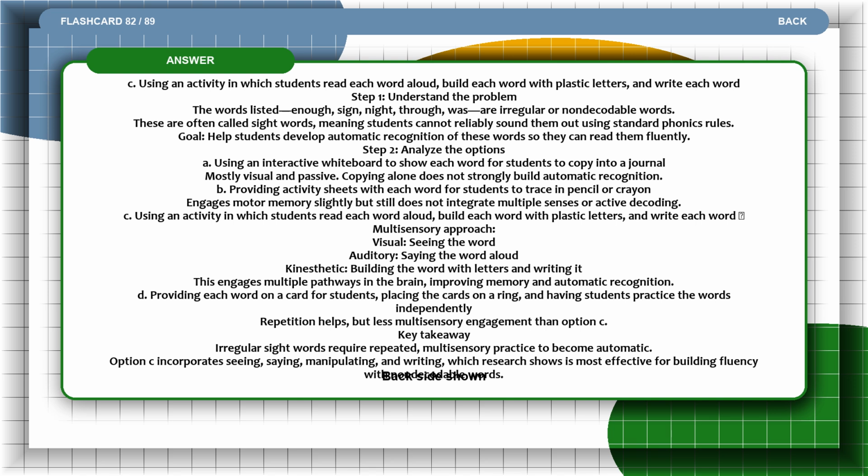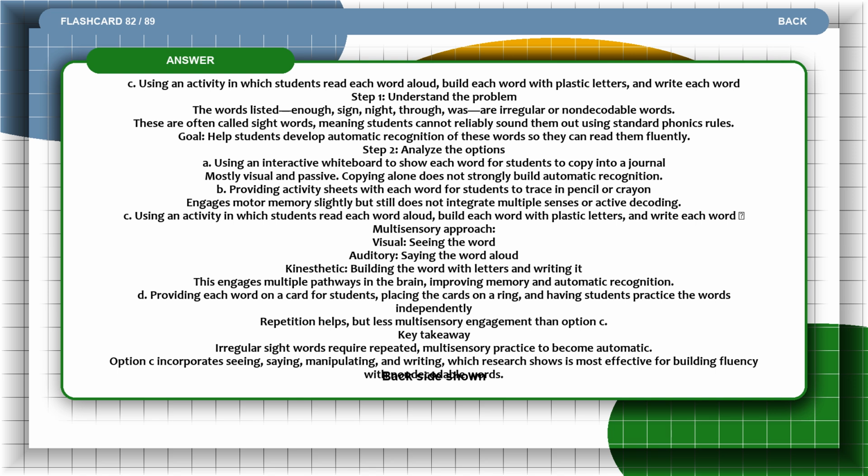Multisensory approach: visual, seeing the word; auditory, saying the word aloud; kinesthetic, building the word with letters and writing it. This engages multiple pathways in the brain, improving memory and automatic recognition. D. Providing each word on a card for students, placing the cards on a ring, and having students practice the words independently. Repetition helps, but less multisensory engagement than option C.